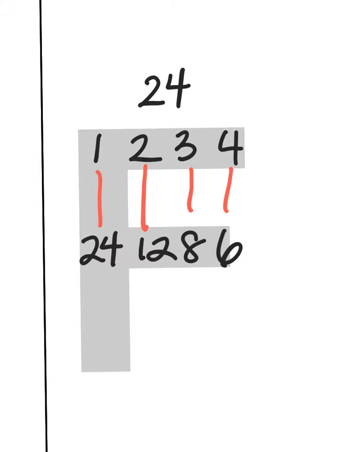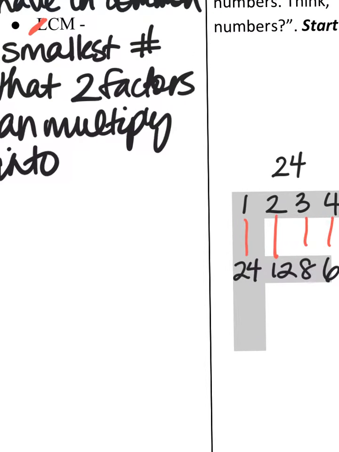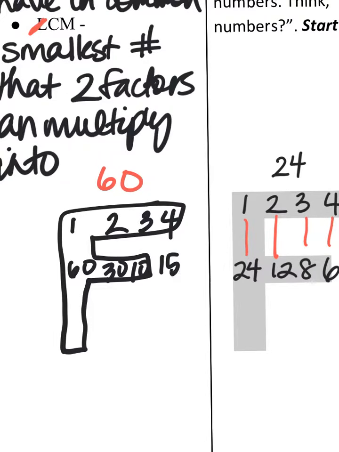Let's say that I wanted to find the greatest common factor between 24 and 60. I'm going to draw myself another F over here. Of course, you're not going to draw the F every time, but it helps you lay these out. So I would have 1 and 60, 2 and 30, 3 and 20, 4 and 15, and 5 and 12. Oh, and 6 and 10, sorry. After that, I'm going to start repeating factors.